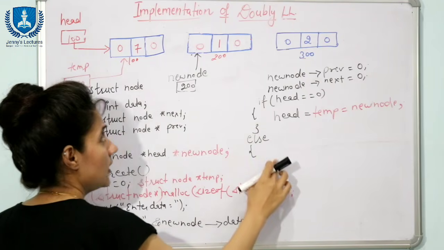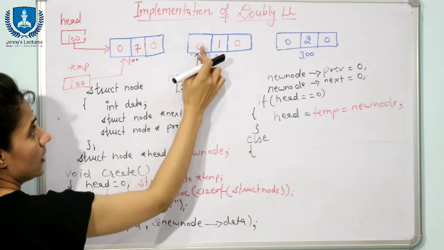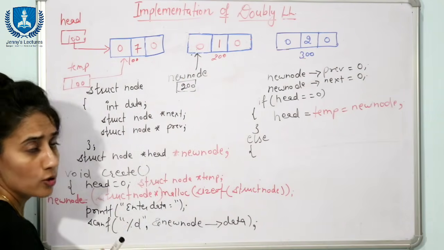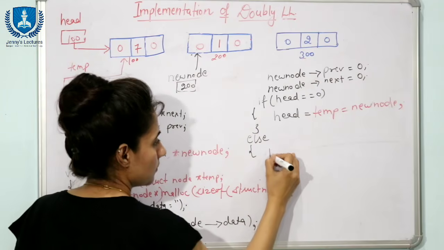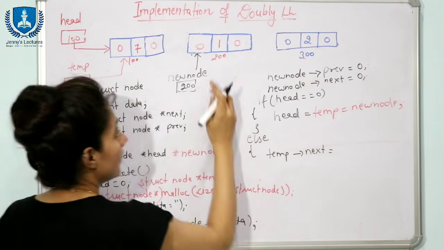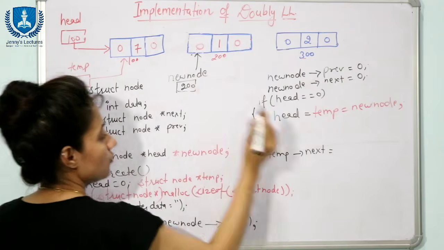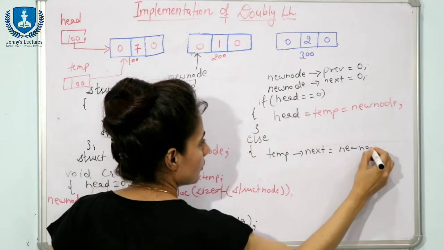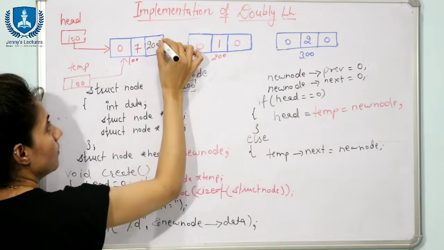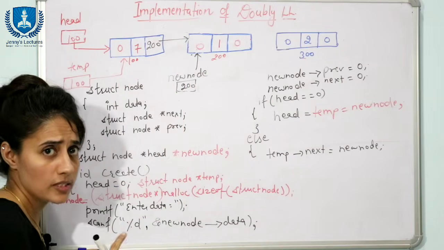So now what will you write in the else part? How will you update this thing and this thing? How can you access this part, either using head or using temp. So here I am accessing this using temp. So I can write temp of next is equal to the address of this. From where can I get this? From new node. So temp next is equal to new node. Now this is containing 200, which means we have established one link.